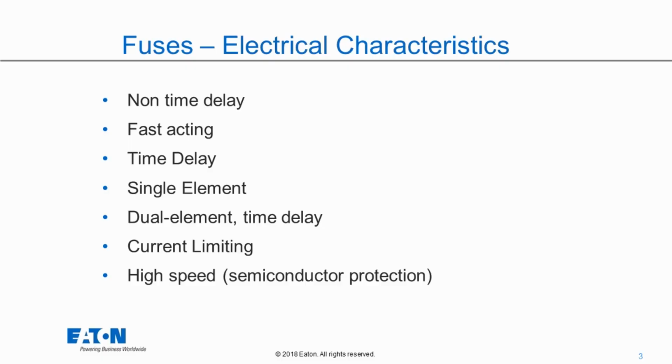You'll hear about single element fuses, dual element with time delay. Current limiting is also a big characteristic within a lot of fuses. And then finally, there's something called high-speed fuses. We're not going to get too much into high speed, but I will mention it in one portion of this presentation. My plan today is to go through all these characteristics and where they are in every fuse class that we have, as well as the supplemental fuses that are out there.